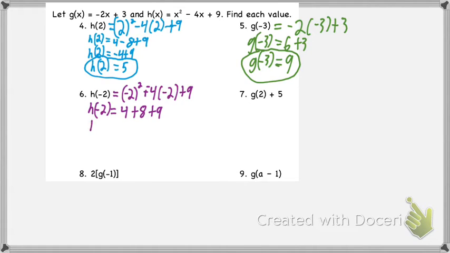Okay. So h of negative 2. What is 4 plus 8 plus 9? You guys could do this in the same step if you want. Okay. So 4 plus 8 is 12 plus 9. What's h of negative 2? 12 plus 9 is 21. Good, good.